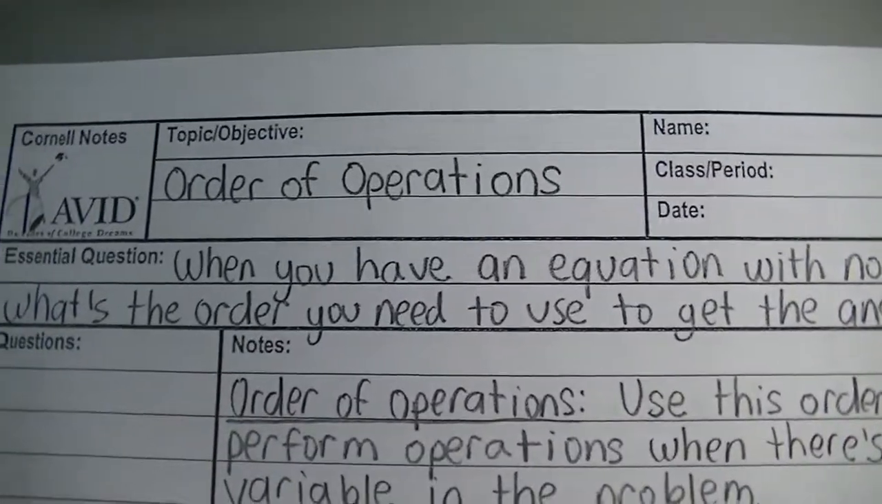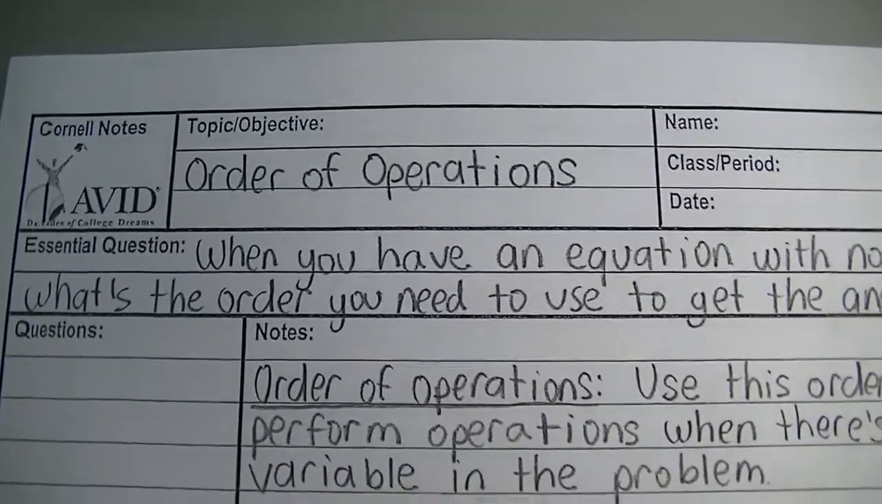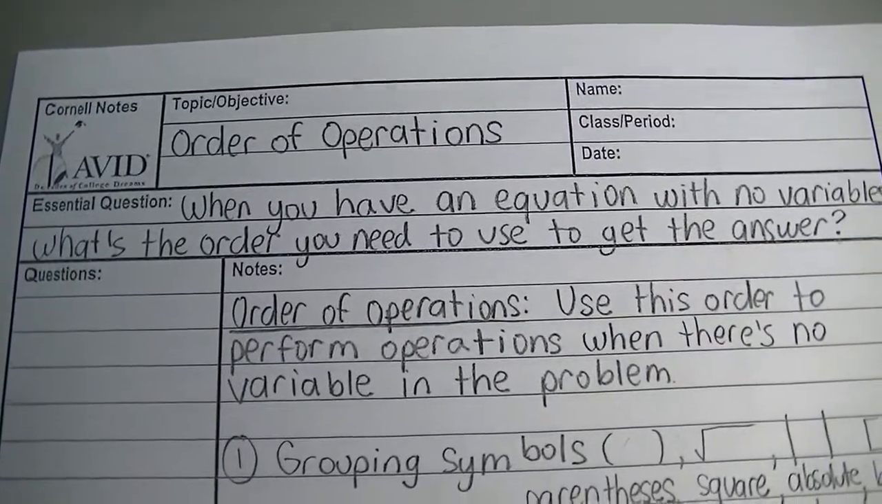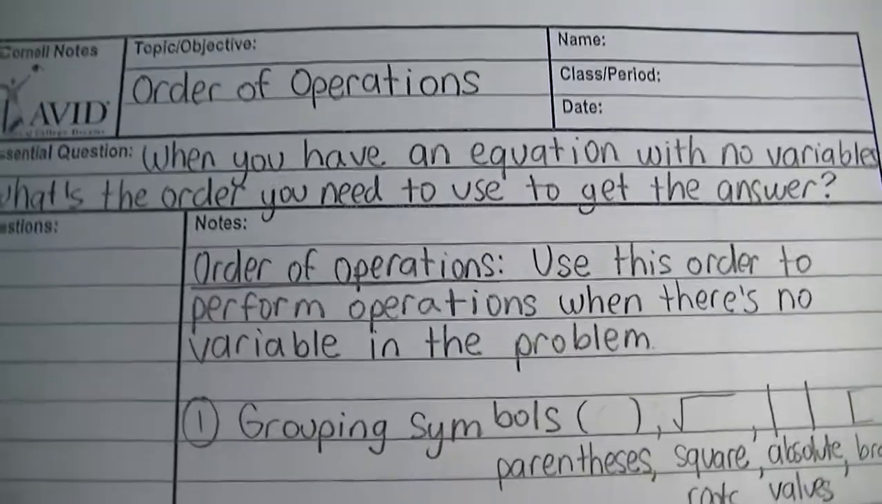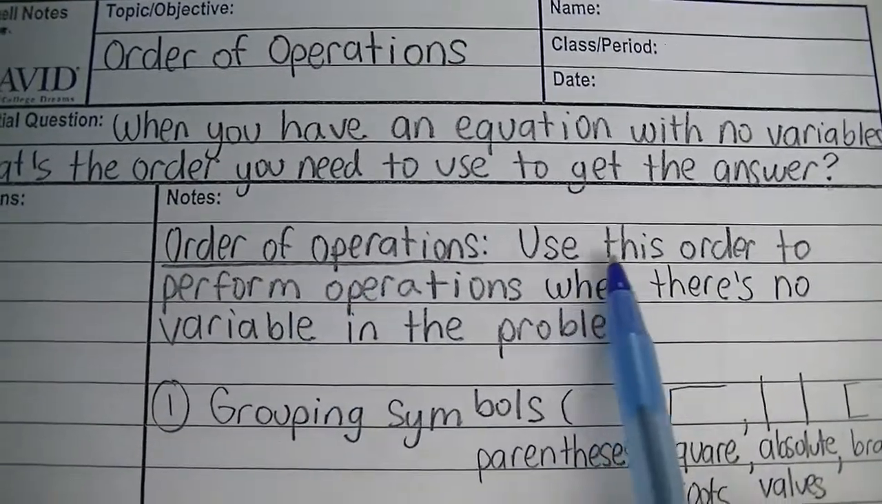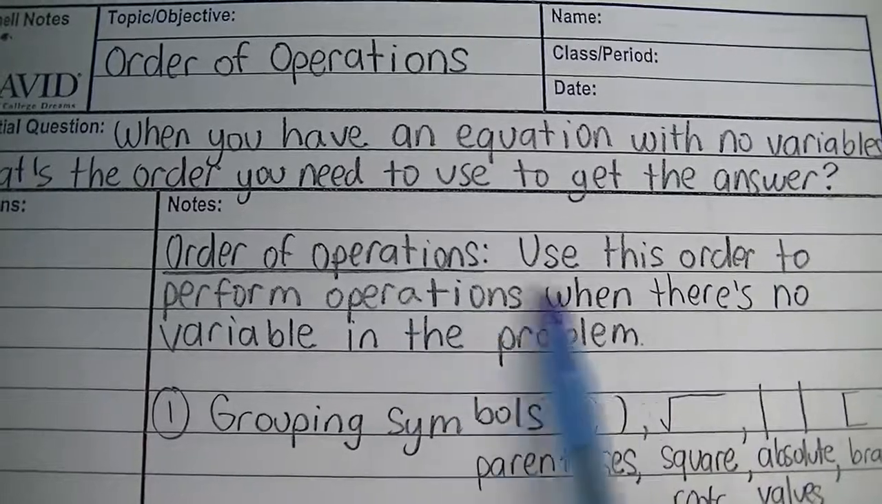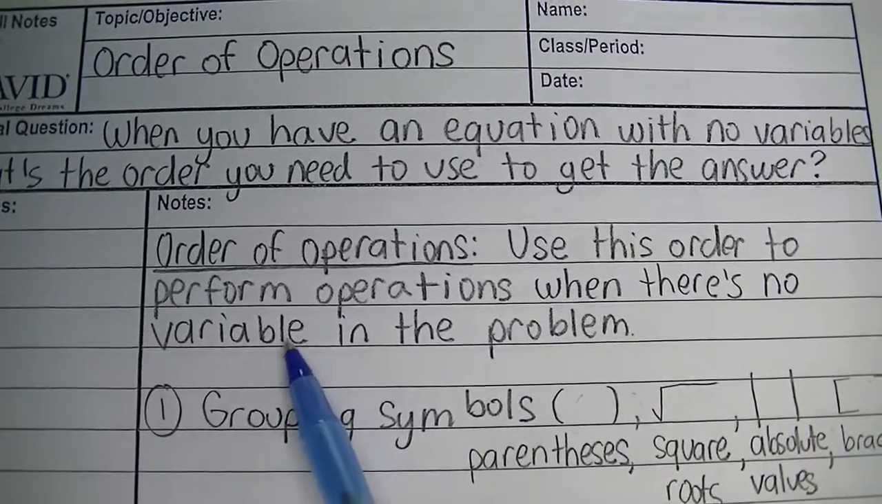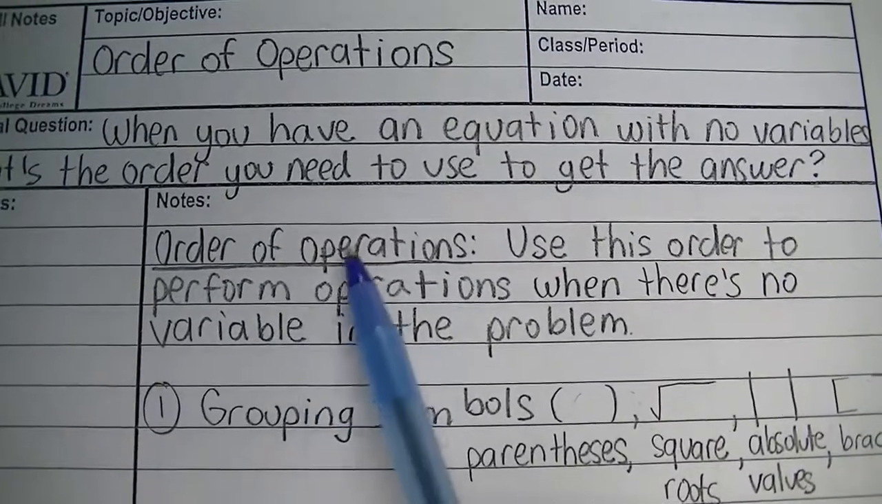Our topic today is the order of operations. The central question is, when you have an equation with no variables, what's the order you need to use to get the answer? So here's the definition of the order of operations. And you're going to use this order to perform operations when there's no variable in the problem. So when there are no letters representing unknown numbers, you want to use this order.